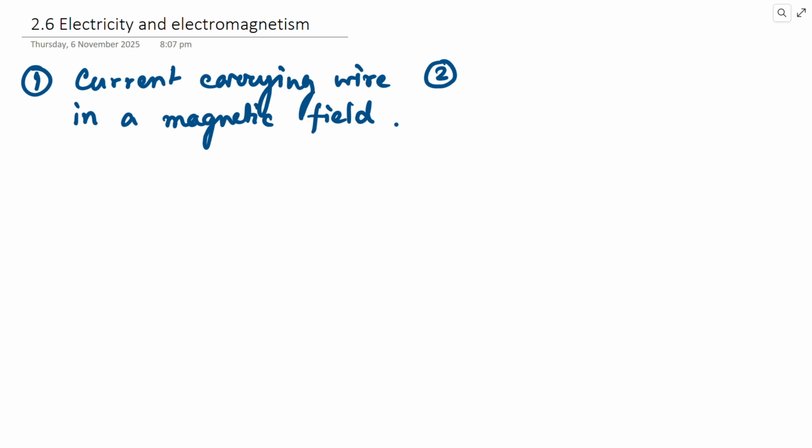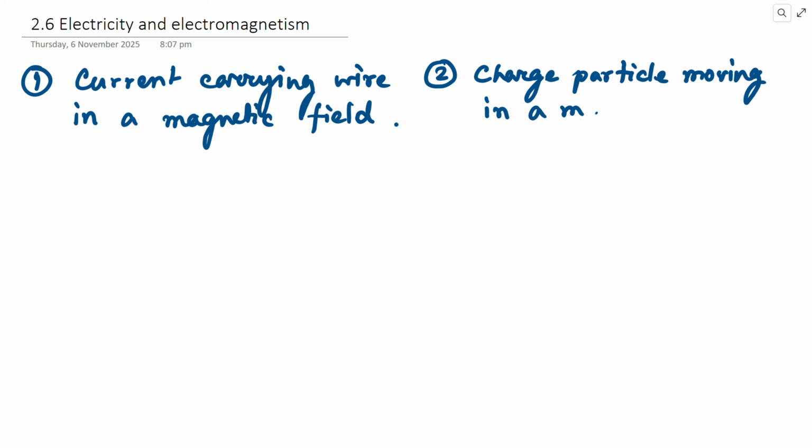Number two is, instead of a current carrying wire, we are going to consider just a single moving charge. So we will have a single charged particle moving in a magnetic field. And this is another example of electromagnetism. This part focuses on the interaction of this moving charge with an external magnetic field.